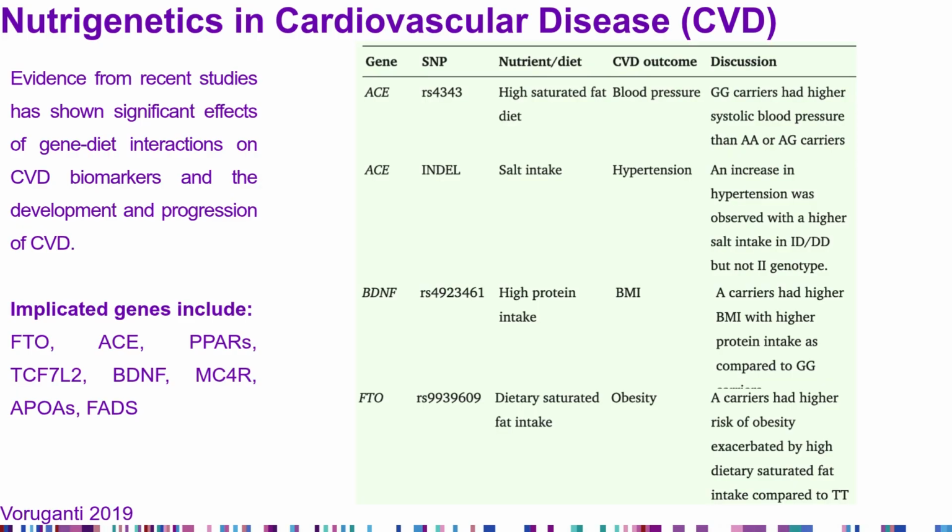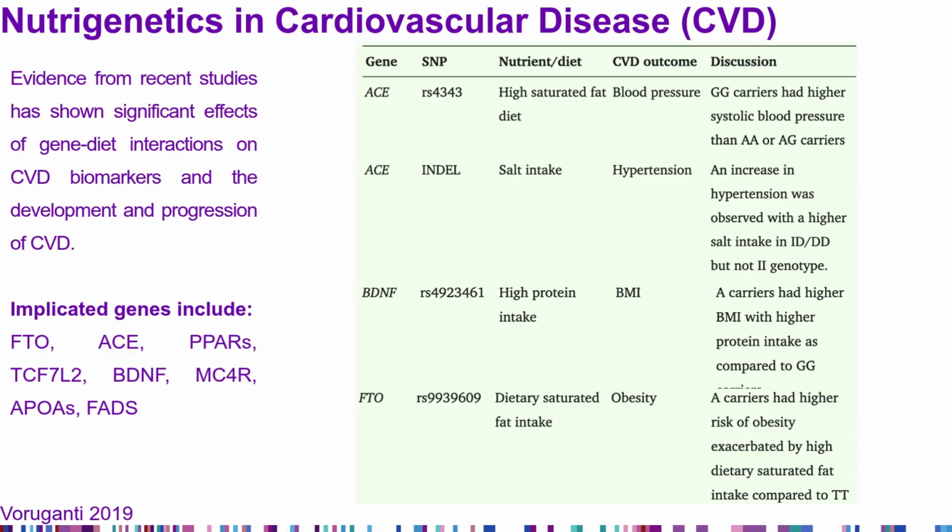This is not an exhaustive list, but I have included a few results from the table that we can look at. The ACE gene plays a role in blood pressure, with GG carriers at RS4343 having higher systolic blood pressure than people who have the AA or AG genotype. RS4343 is an identification number for the SNP, or single nucleotide polymorphism, and represents a specific location within the gene.